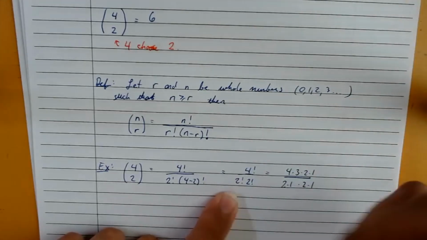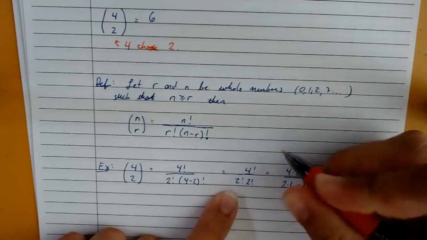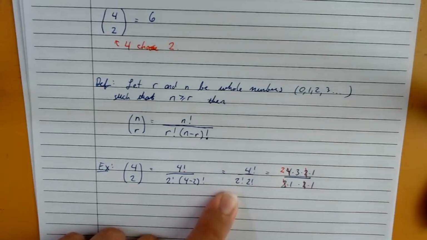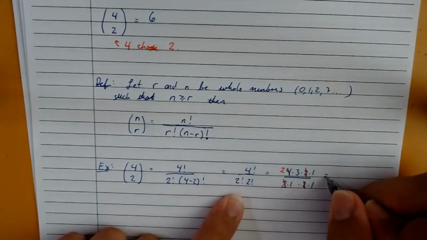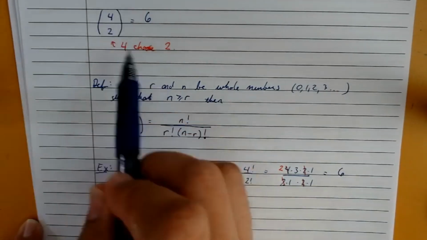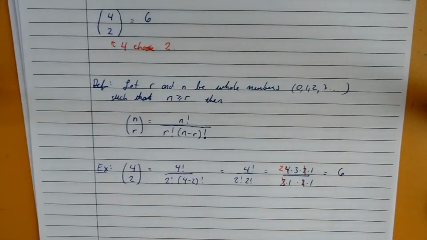So here these 2s divide away. And here 4 over 2 is the same as 2 over 1. And so you're left with 2 times 3 in your numerator and 1 times 1 in your denominator. So 6 over 1, which is just 6. So this does match up with what we saw physically using our 4 dice.